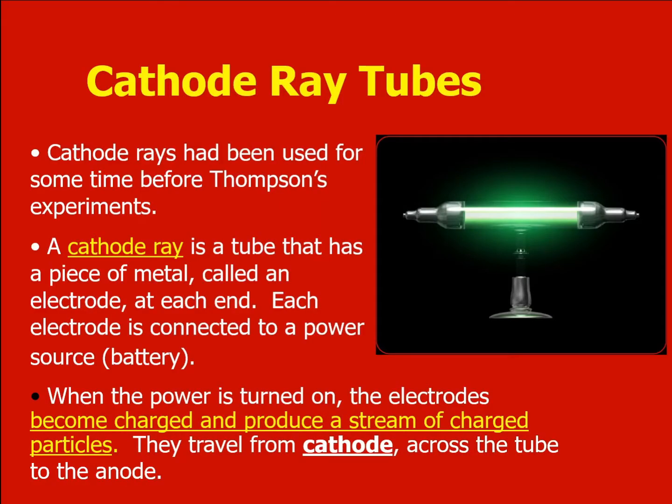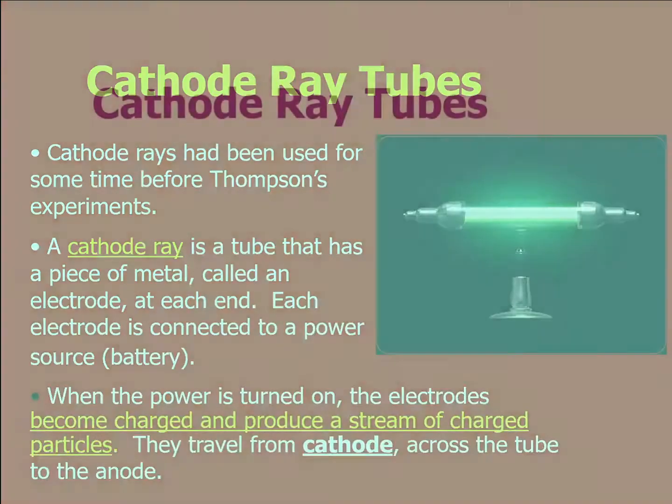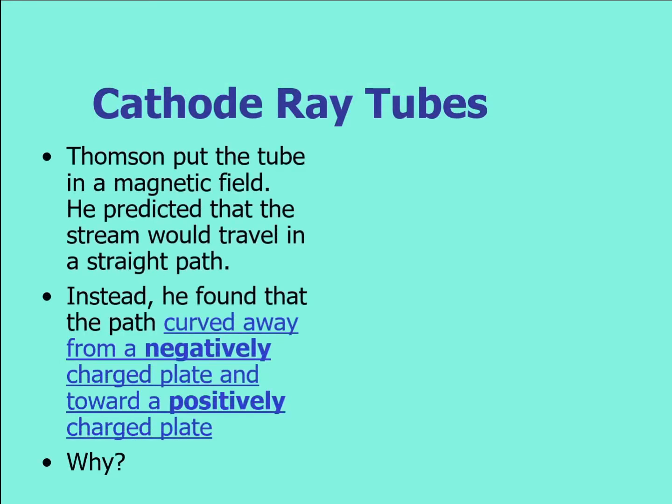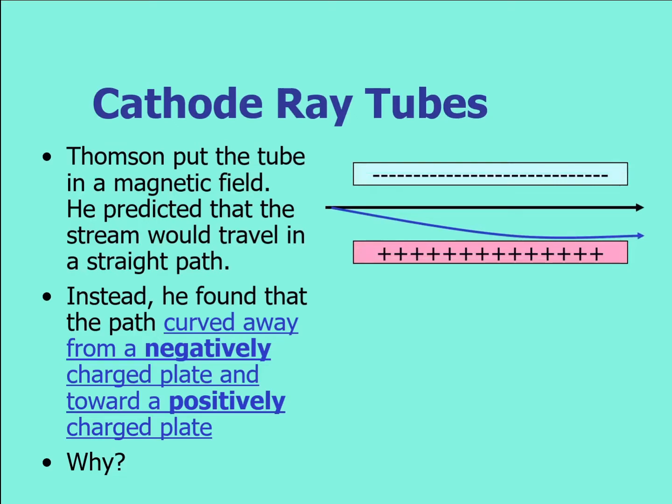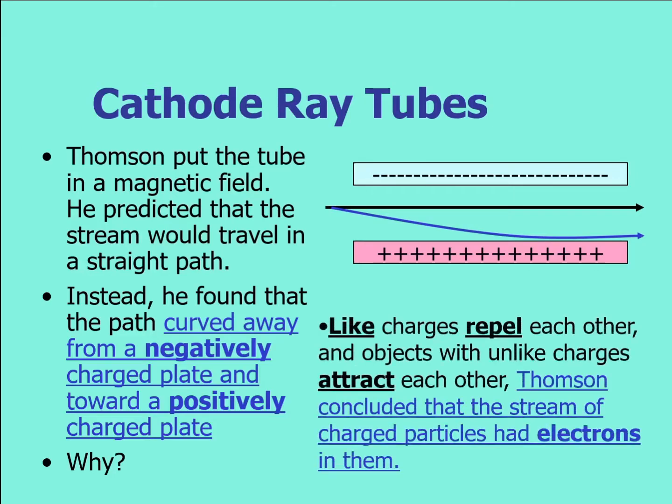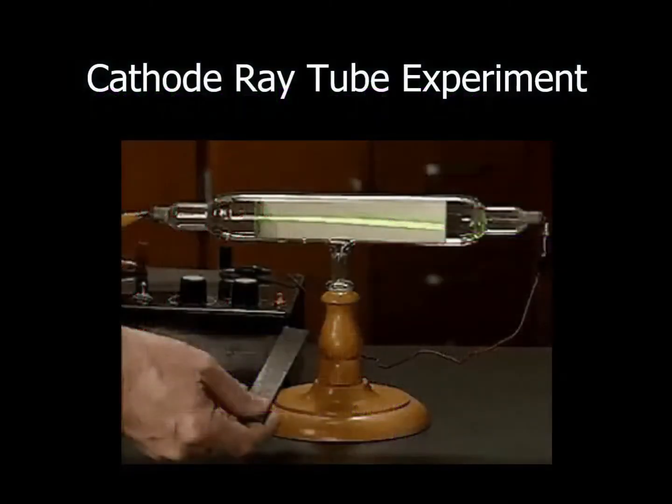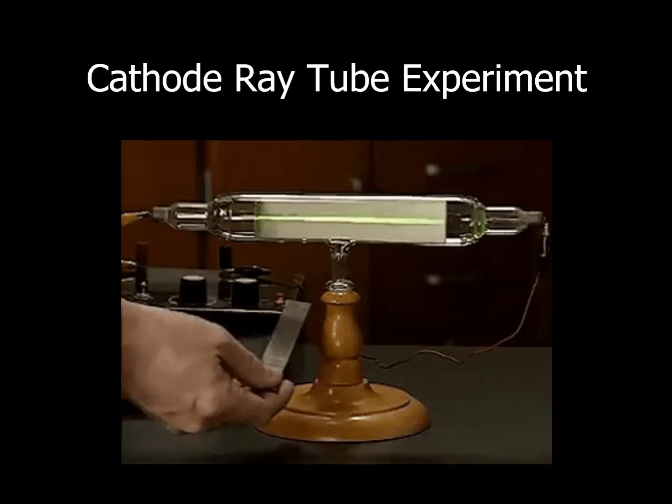They travel from the cathode across the tube to the anode. When Thomson put the tube in a magnetic field, he predicted that the stream would travel in a straight path. Instead, he found that the path curved away from a negatively charged plate and toward a positively charged plate. Why? Like charges repel each other, and unlike charges attract. Thomson concluded that the stream of charged particles had electrons in them. This is the illustration of the cathode ray tube experiment.